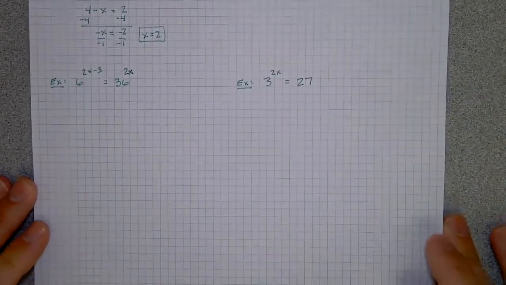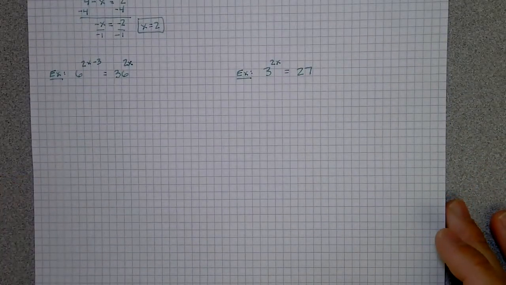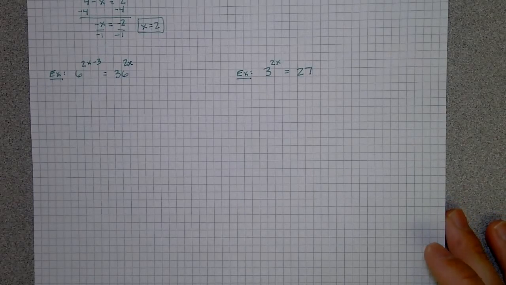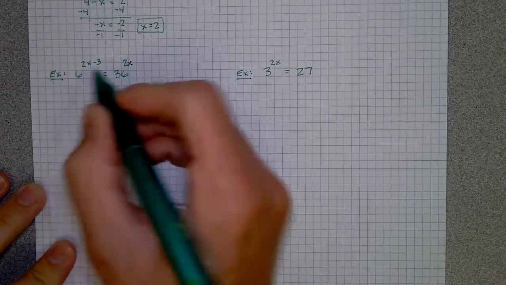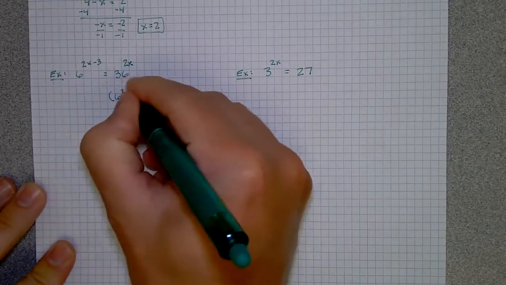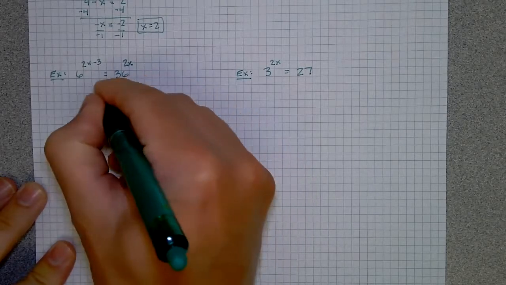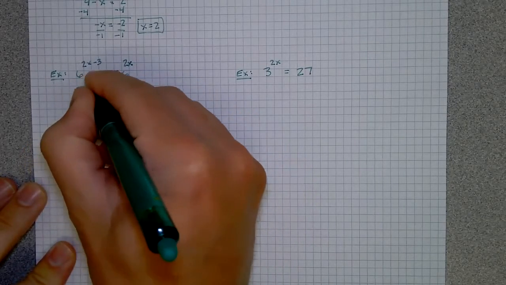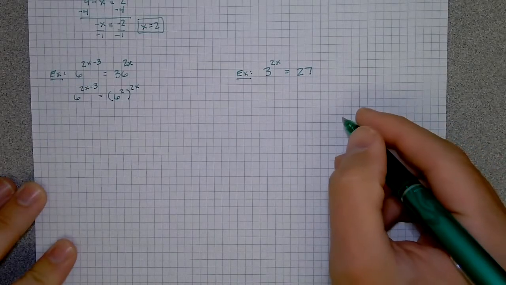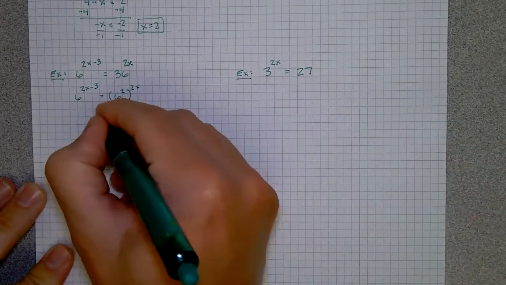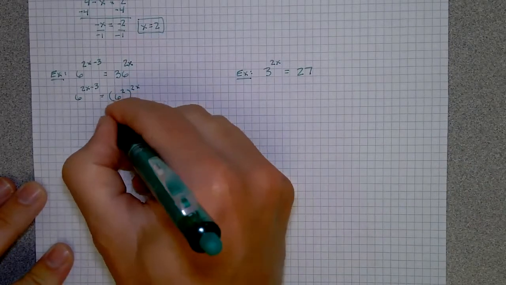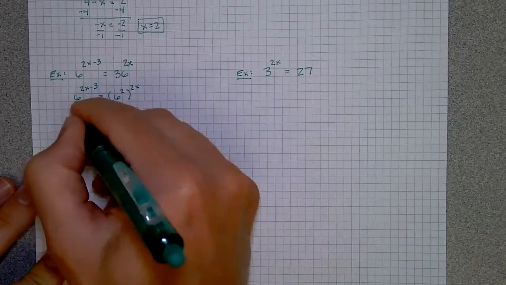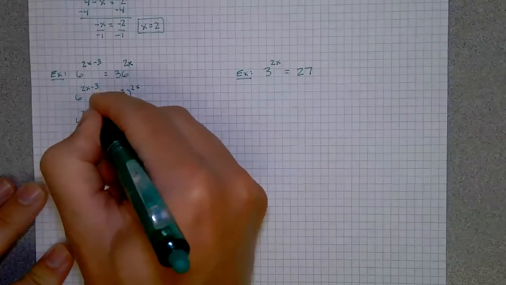Okay, try these two on your own or with a neighbor. Let's get on the first one. We have to rewrite 36 as a base of 6. So we change that to 6 squared. Now you have an exponent raised to an exponent, so you multiply them. We get 6 to the 4x. Left side stays the same.